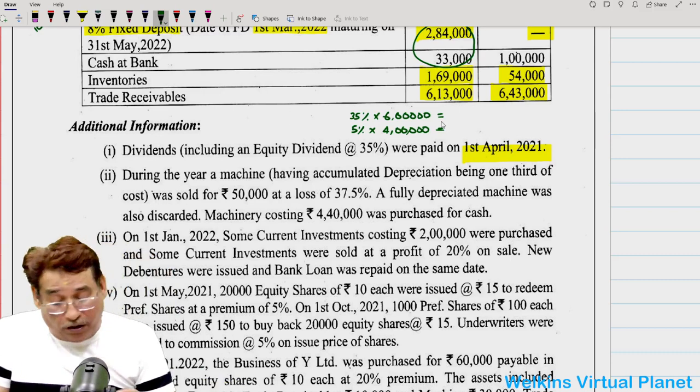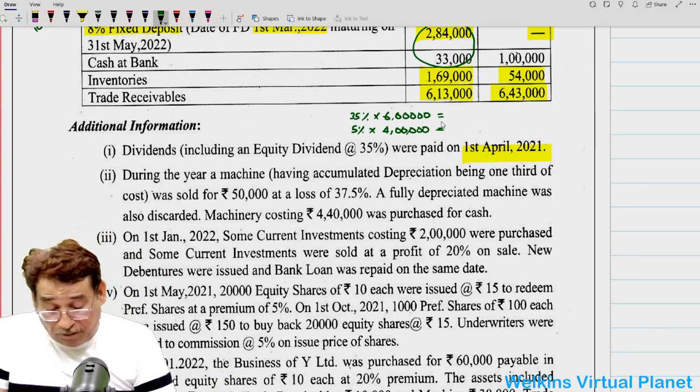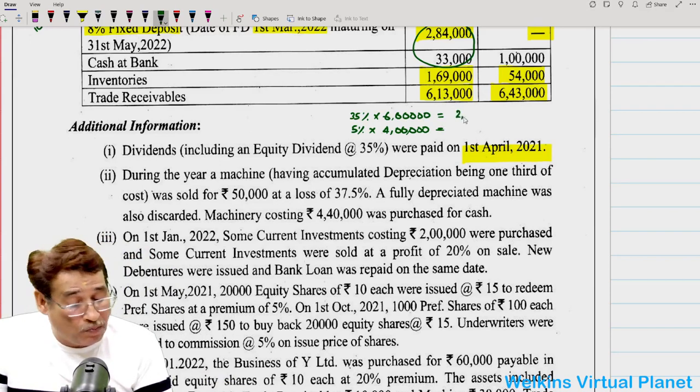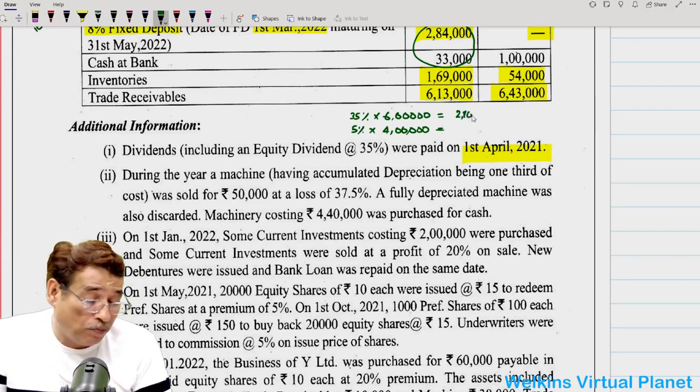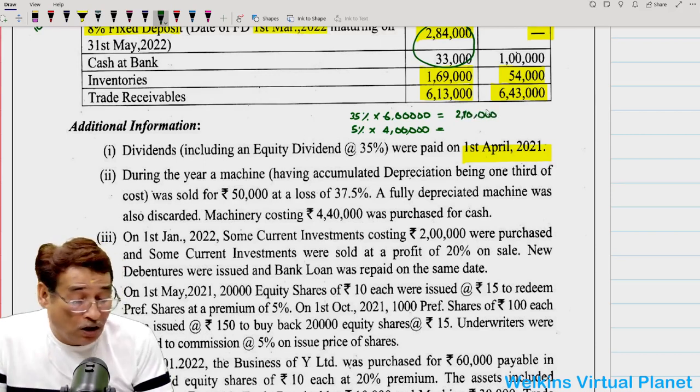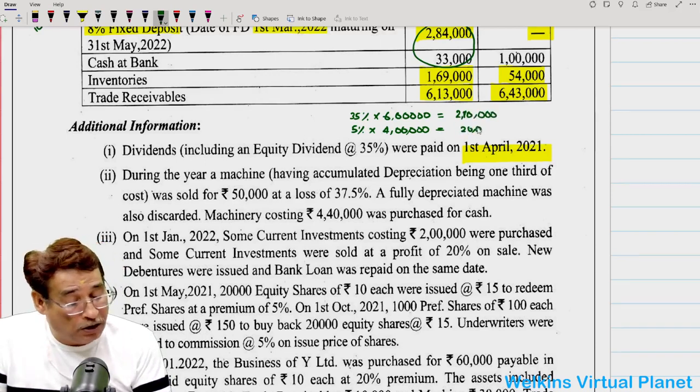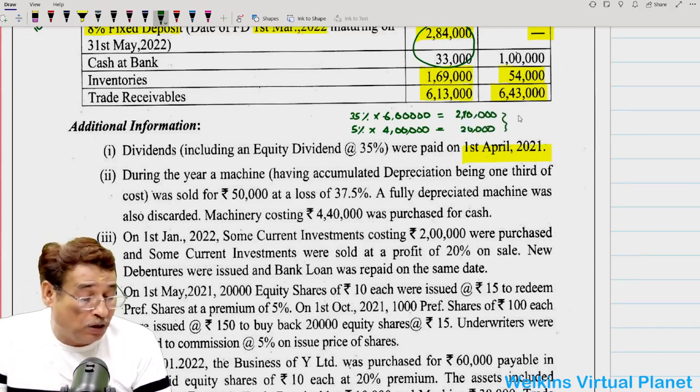35% of 6,00,000 will be equal to how much? 6,00,000 into 35%, 2,10,000. And 5% of 4,00,000 is 20,000. So total dividend is equal to 2,30,000.